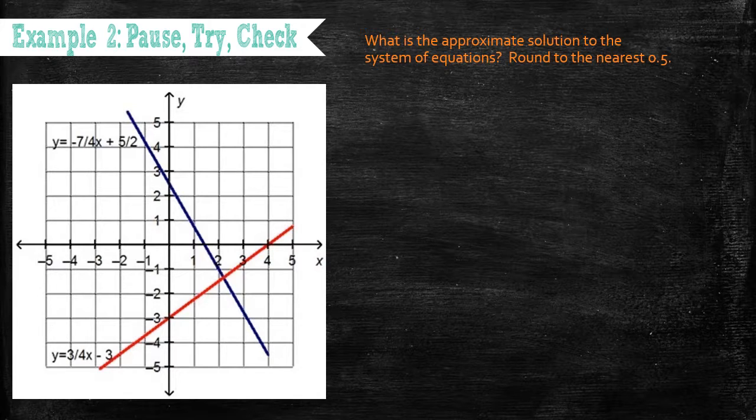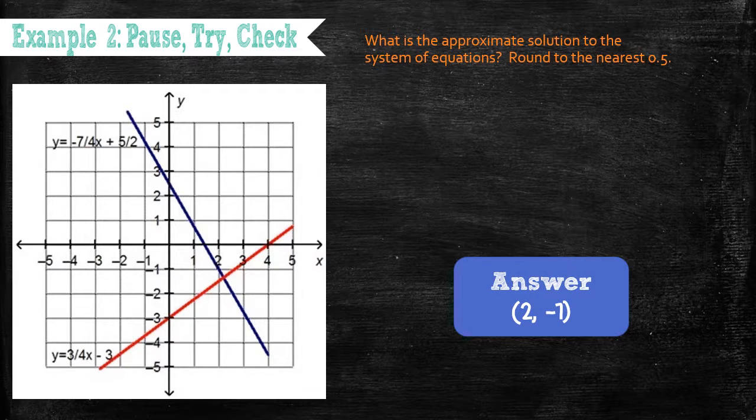So again, I'm given two lines. They've already given me the graph, and I'm just approximating where that solution set is. The solution, remember, is where they cross, and I'm rounding to the nearest 0.5. So in this case, my solution is actually closest to those whole number parts there of 2 comma negative 1. It's really close to that intersection there on the graph.